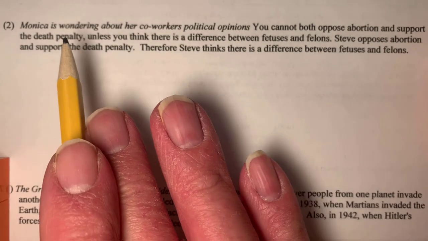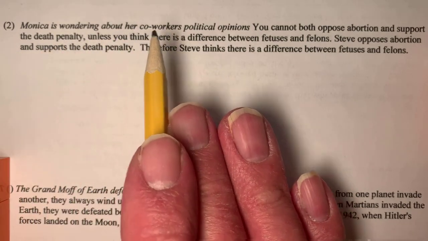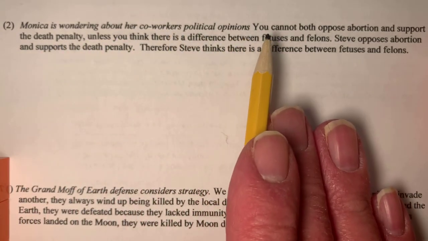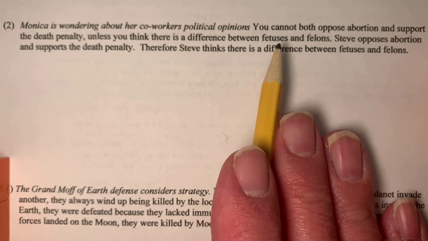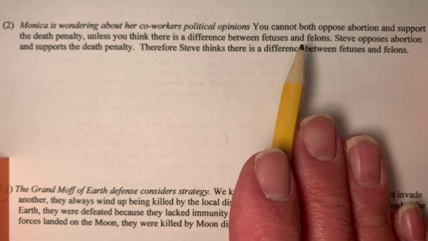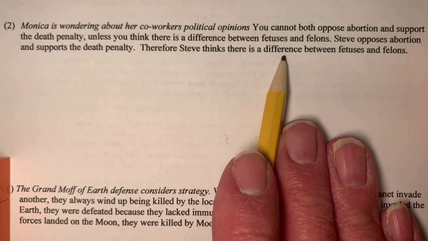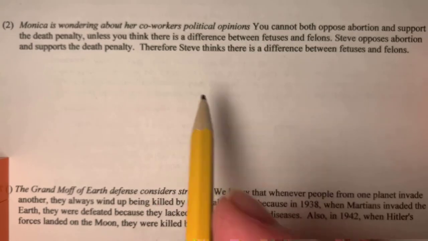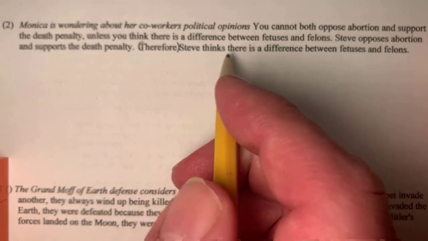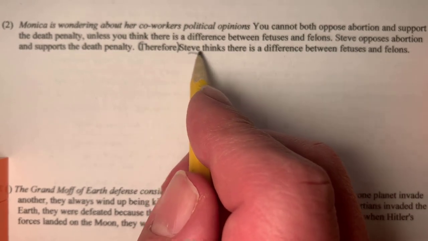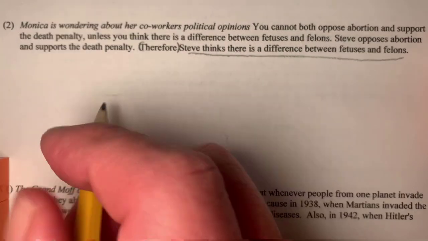So the context is that someone named Monica is wondering about her coworker's political opinions. She works with this guy, Steve. She wonders how he thinks about things. And she says, you cannot both oppose abortion and support the death penalty unless you think there's a difference between fetuses and felons. Steve opposes abortion and supports the death penalty. Therefore, Steve thinks there's a difference between fetuses and felons. Well, the obvious important word here is therefore, right? Therefore is our conclusion indicator, and that means everything after that is the conclusion.